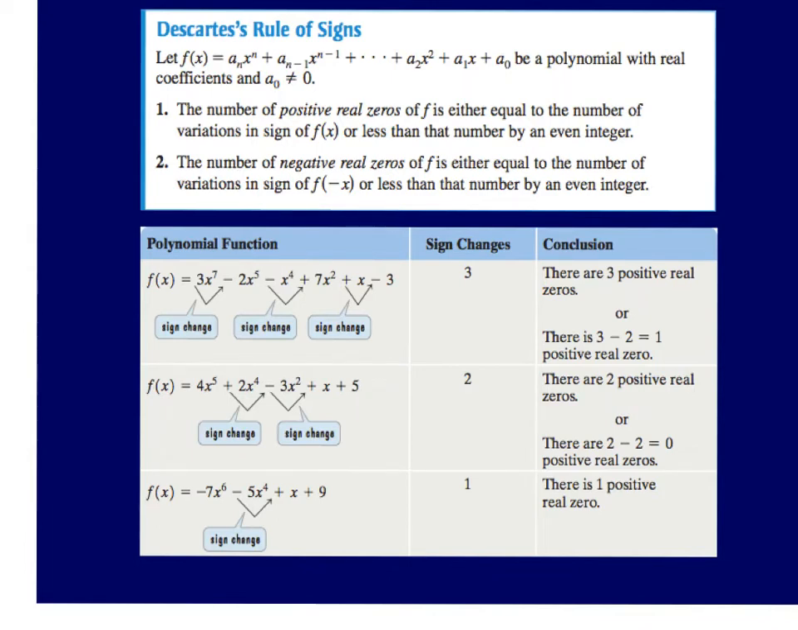So if you have 2 sign changes, guess what? It's either 2 or 0. If you have 4 sign changes, it'd be 4, 2, or 0. If you have 1 sign change, guess how many you got? You got 1.